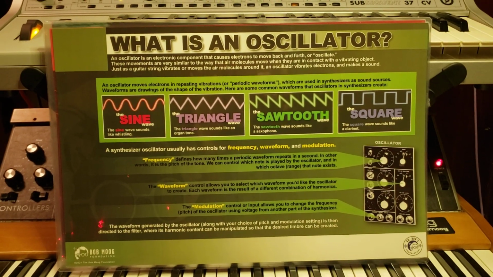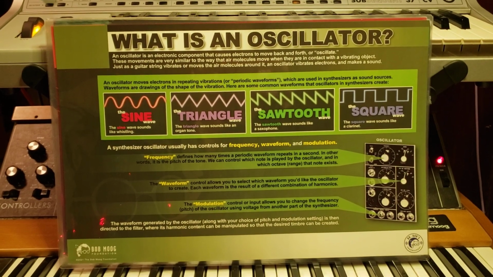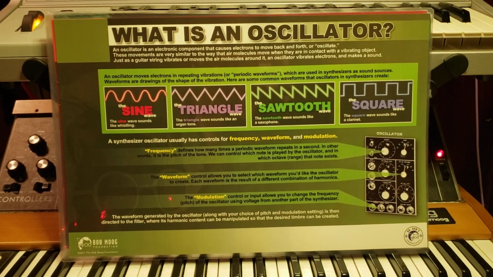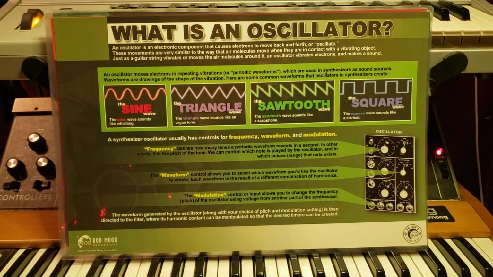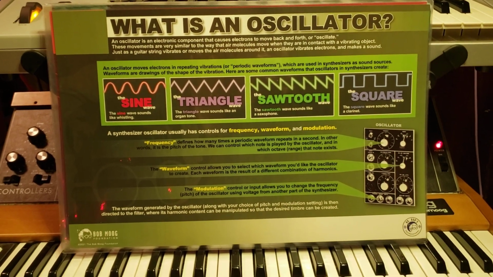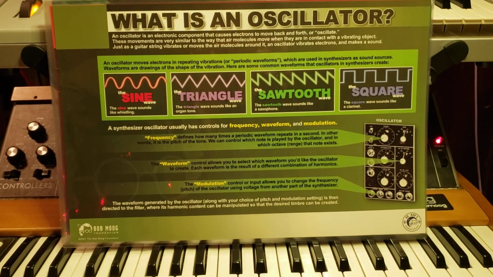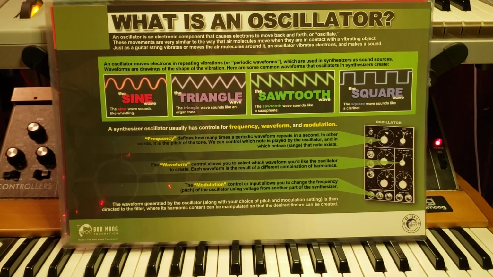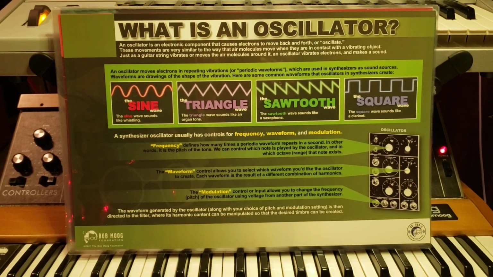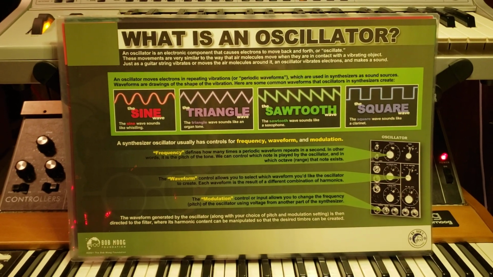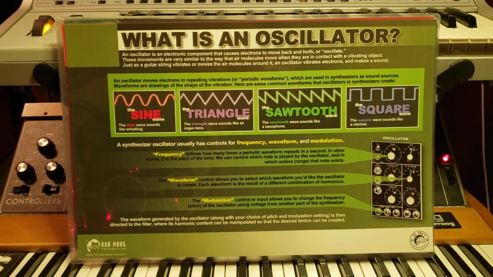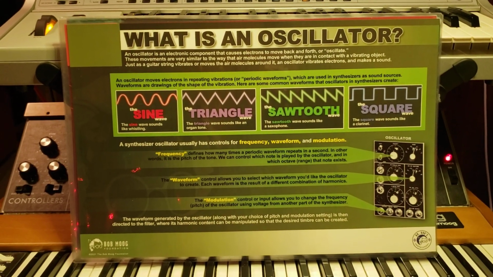An oscillator is an electronic component that causes electrons to move back and forth or oscillate. These movements are very similar to the way that air molecules move when they are in contact with a vibrating object. Just as the guitar string vibrates or moves the air molecules around it, an oscillator vibrates electrons and makes a sound. An oscillator moves electrons in repeating vibrations or periodic waveforms, which are used in synthesizers as sound sources.